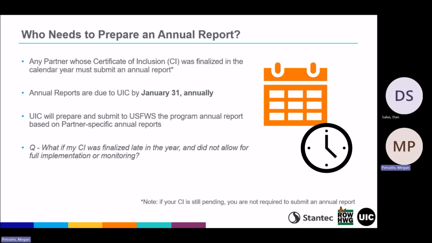Then UIC will prepare and submit to U.S. Fish and Wildlife Service a combined annual report based on each of your specific annual reports. So even if your CI was finalized late in the year, and that didn't allow for you to fully implement or conduct monitoring, you're still required to submit an annual report. It will just be whatever you were able to accomplish over the past year, even given the limited time.